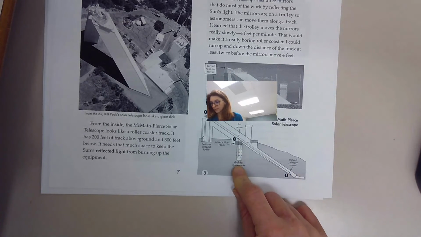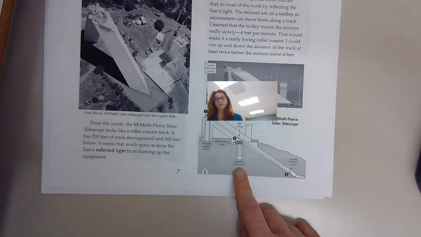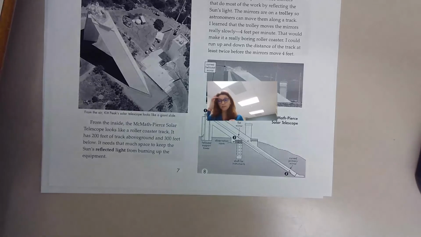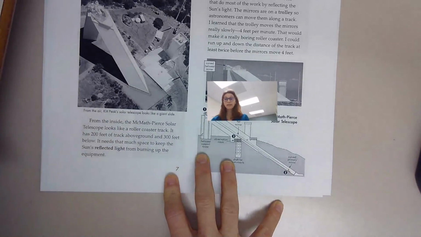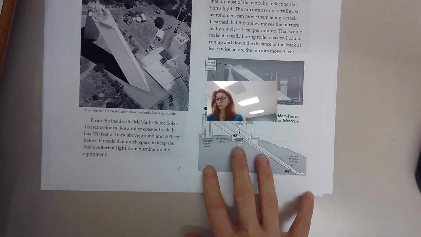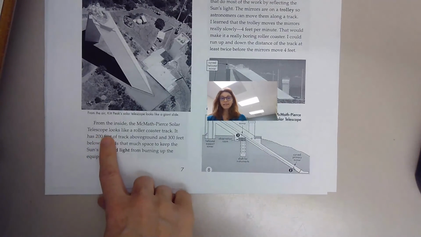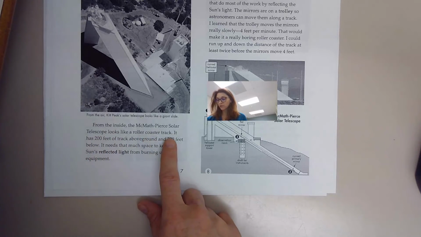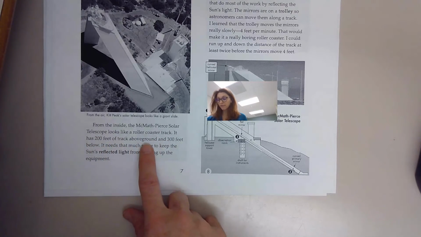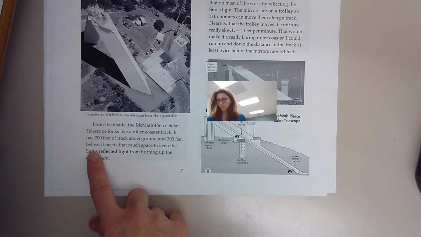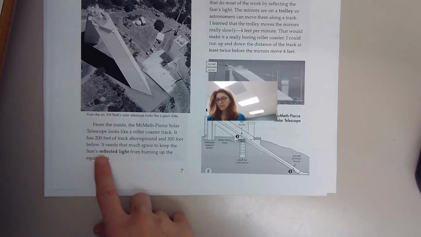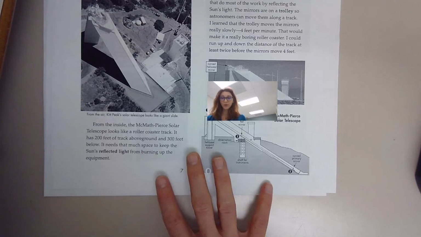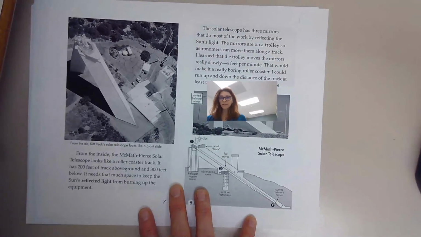And here it also has some other things underground. It's a shaft for instruments. So this must be where a lot of the technology and the instruments are held so that this solar telescope can do its job. From the inside, the McMath Pierce Solar Telescope looks like a roller coaster track. It has 200 feet of track above ground and 300 feet below. It needs that much space to keep the sun's reflected light from burning up the equipment. Oh wow, that shows the power of the sun.